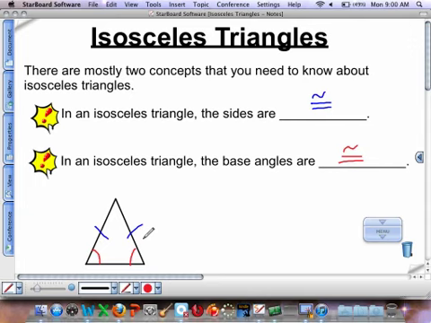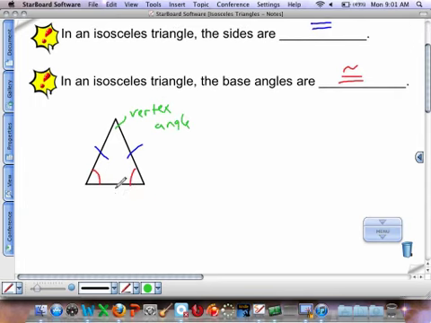For real. Okay. And then this little guy up here at the top, this is called the vertex angle. And then the side at the bottom, that's called the base. Which is what we call these base angles. So you're going to have two congruent sides, and then the angles opposite of those congruent sides are also congruent.